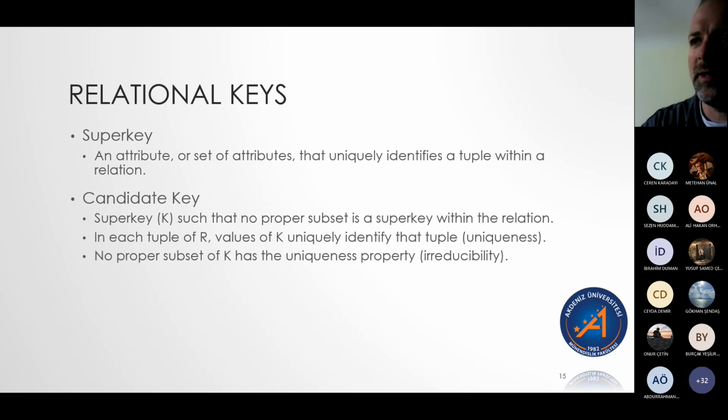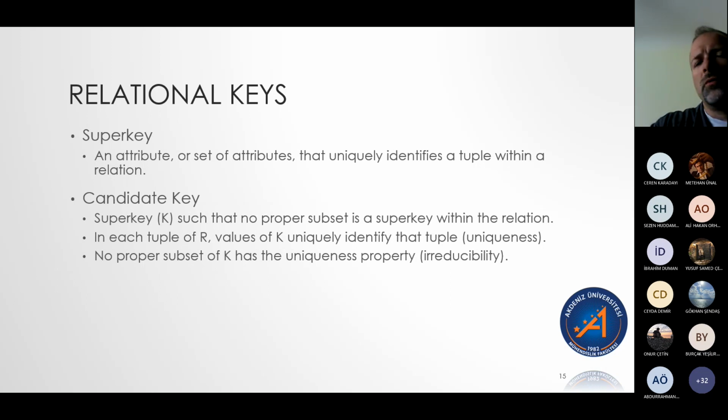A candidate key is some set of attributes that uniquely identifies a row, but I don't need a subset. No subset could identify the row on its own. So if I had your name, surname, and student ID, I could uniquely identify you, but there is a subset there. So name, surname, and student ID is not a candidate key.